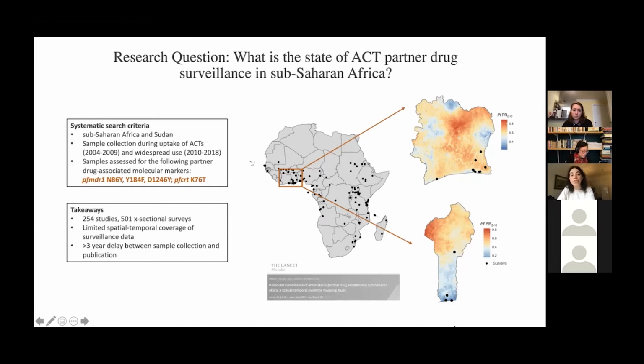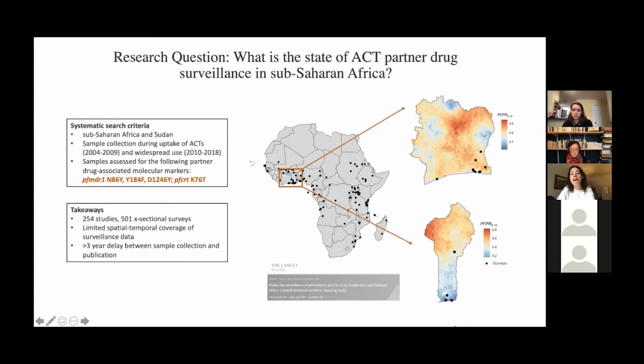We compiled 254 studies together. And what we found was that many areas exhibited limited spatial data coverage. So just one example, in Côte d'Ivoire in the top right, the surveys, or the black dots, are clustered around cities, whereas the majority of the malaria burden occurs in the area shown in red.